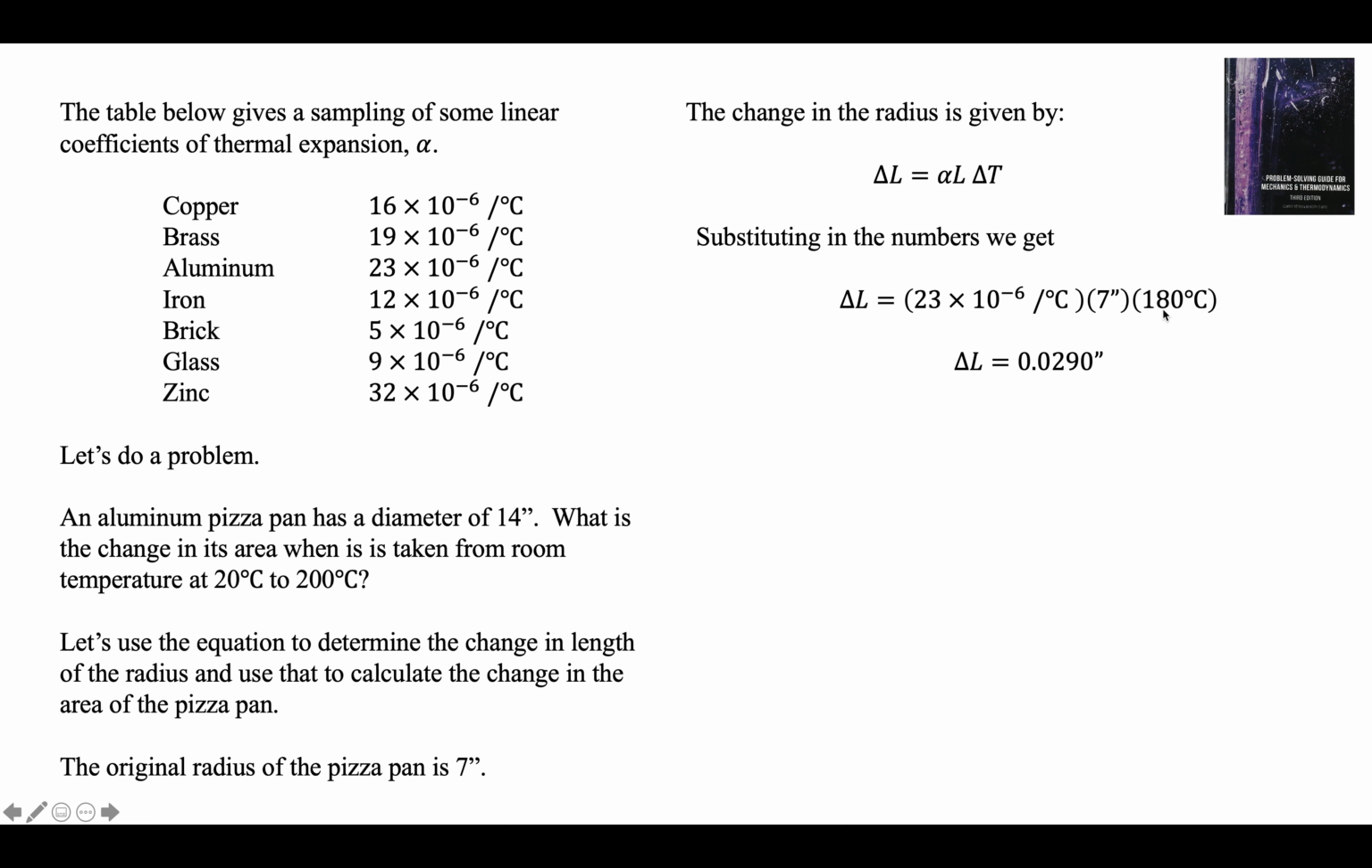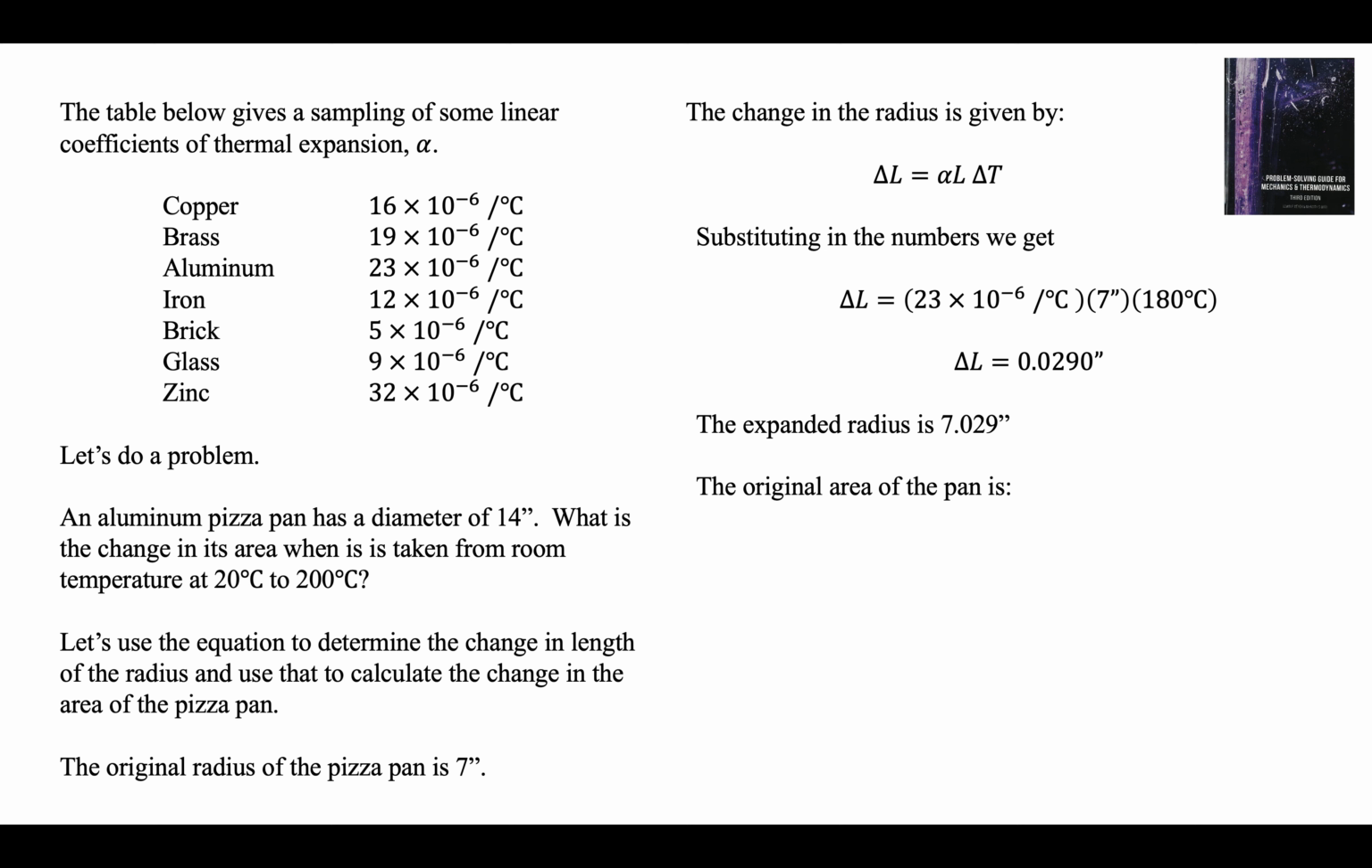We can calculate that to be 0.029 inches. Pretty small. So now the radius is 7.029 inches, because the original radius was 7 inches and we calculated the change in radius. Now we can calculate both areas.